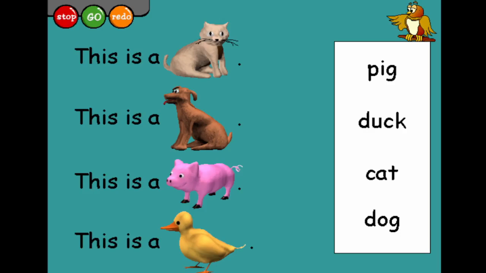I will read these words and you can read them with me. Pig, duck, cat, dog. Here are four sentences with pictures and four words in the word bank. Swap each picture with the word that it belongs to complete each sentence. Click on a picture, then click on the matching word.